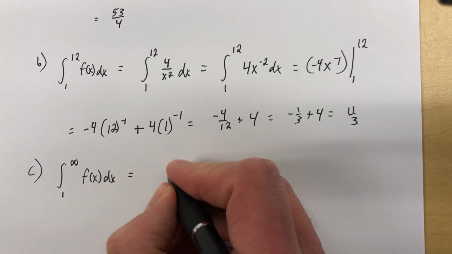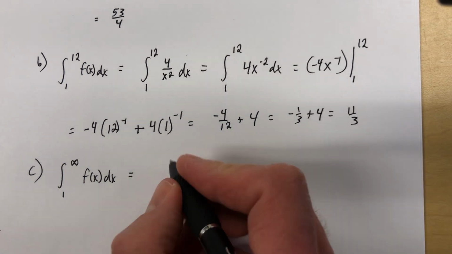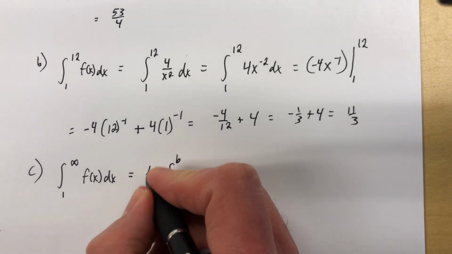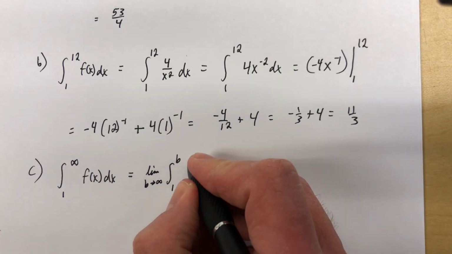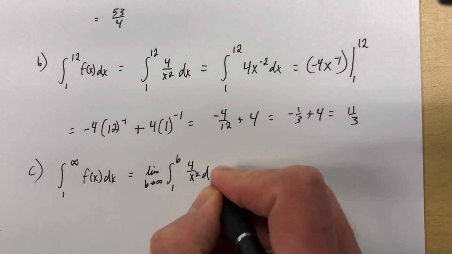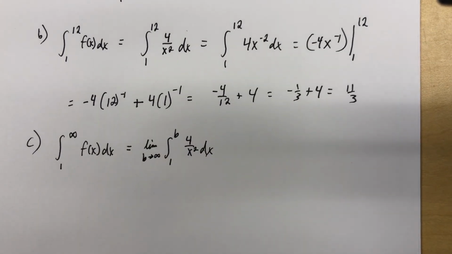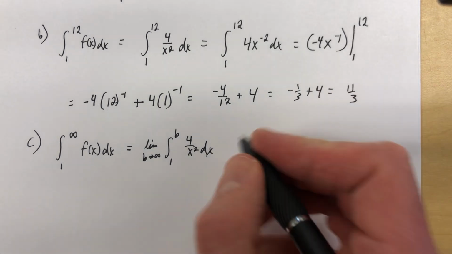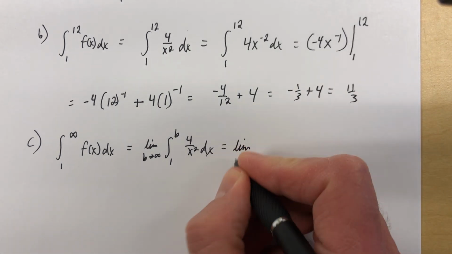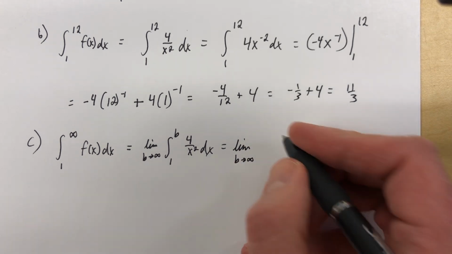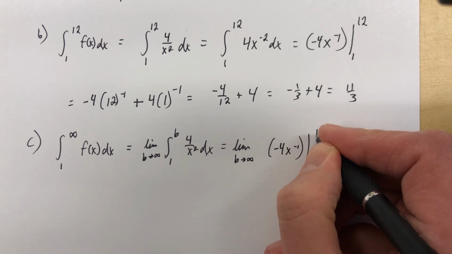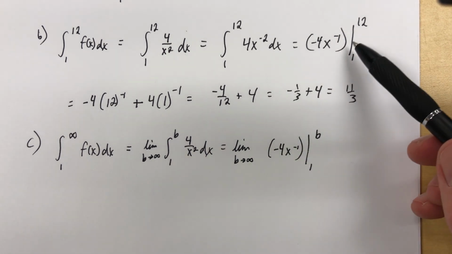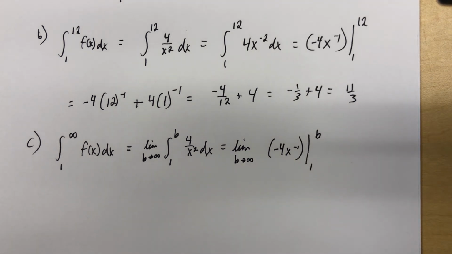So we are going from 1 to infinity. Nah, we can't go there. We'll go to b instead, but we can let b approach infinity, and we'll compute it that way, of our function, which is 4 over x squared dx, and now we are ready to proceed. So we can go ahead and take the antiderivative, just as we did up here. We're going to get the same thing. So we have the limit, as b approaches infinity, of negative 4x to the negative 1 from 1 to b. So it looks exactly the same as this, only we are going to infinity.